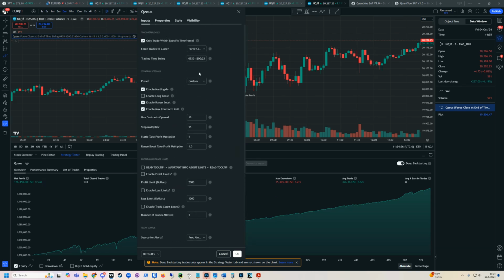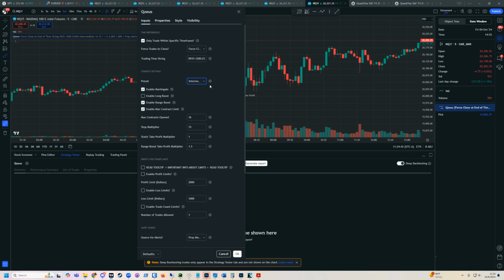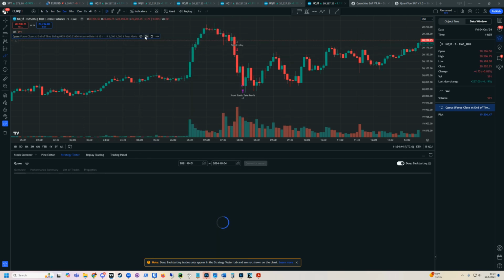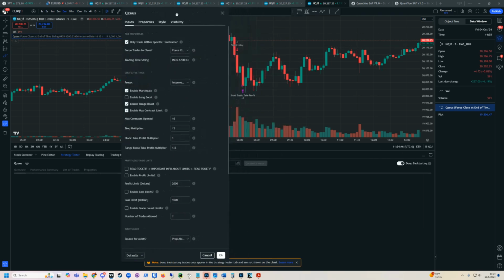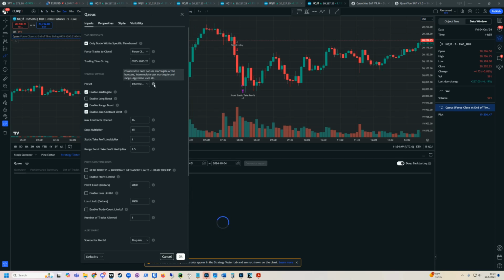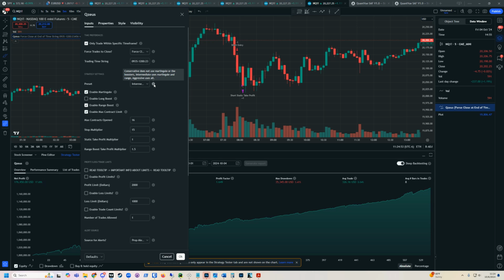So let's talk about the presets. I did this to make it really easy for people. The presets that you have right here, this is actually the intermediate. As it comes default, it is the intermediate. Okay. So I've actually got a little tooltip right here. Conservative does not use martingale or the boosters. Intermediate uses martingale and range, and aggressive uses all.